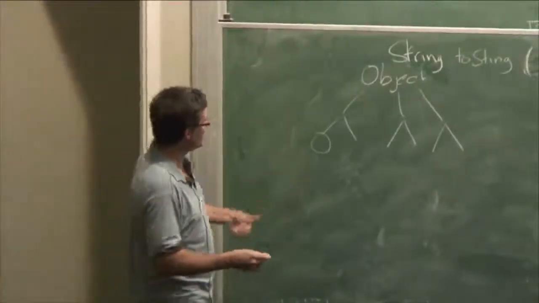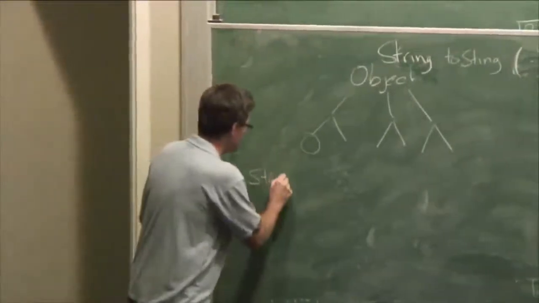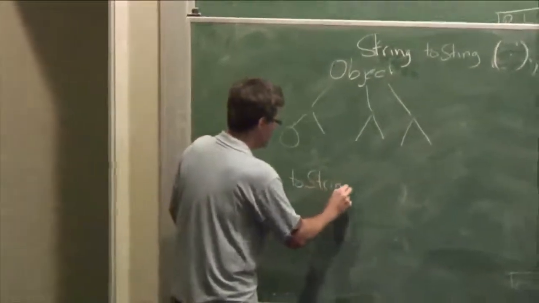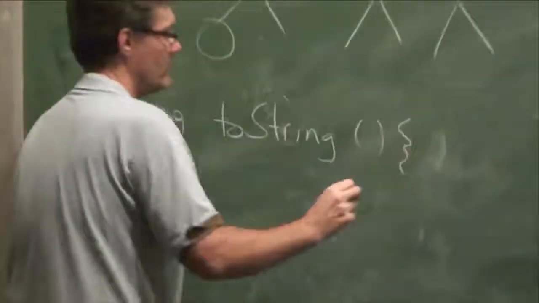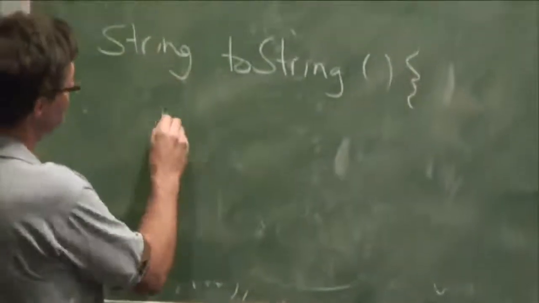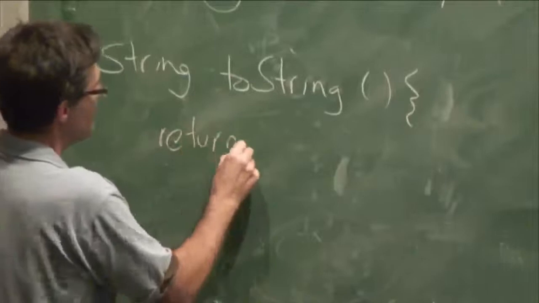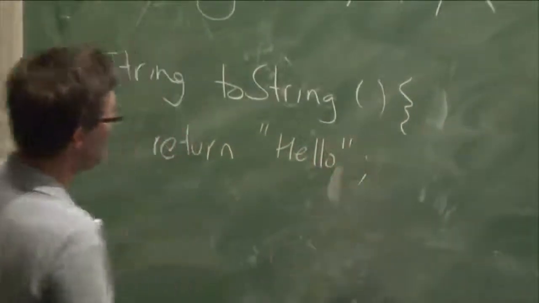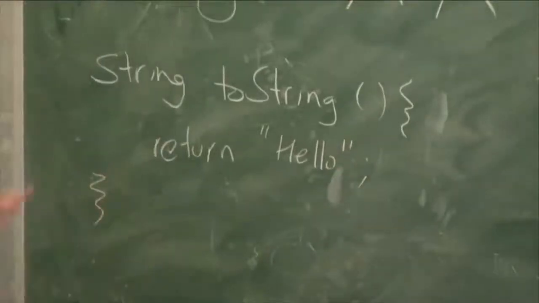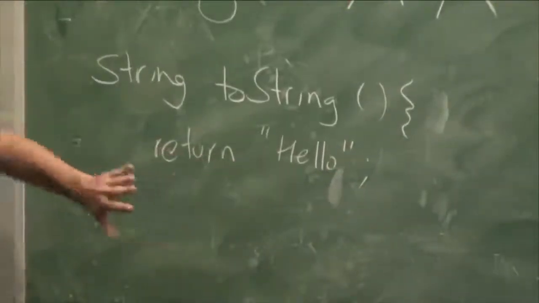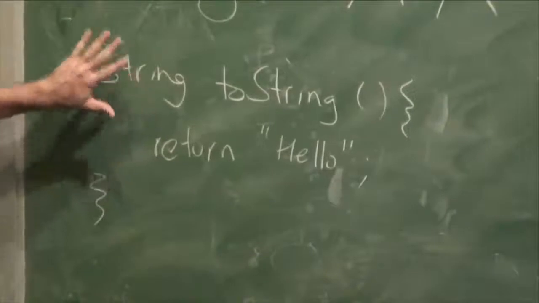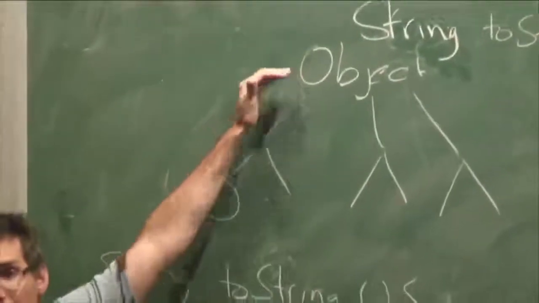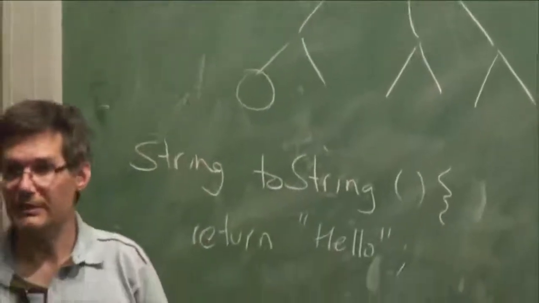So inside any class you write, you can actually write String toString, return hello. It's not terribly useful. And now whenever anyone tries to print out that object, it'll print out hello. This definition of toString has overridden the default definition of toString that you've inherited. Does that make sense?